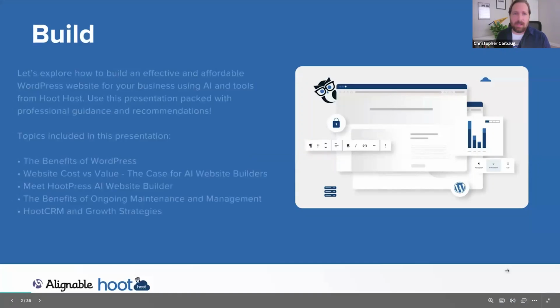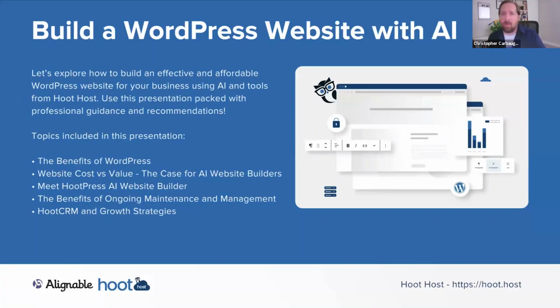So let's go ahead and jump in to building a WordPress website with AI. Today, we're going to explore how to build an effective and affordable WordPress website for your business using AI and tools from HootHost. This presentation is packed with a lot of professional guidance and recommendations. As much as we're going to be talking about HootHost features and the benefits of what we bring to the table for small businesses, I'm also working in plenty of strategy and important information for people who are just doing research right now about their business as well.